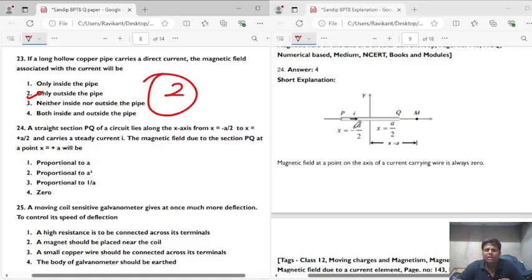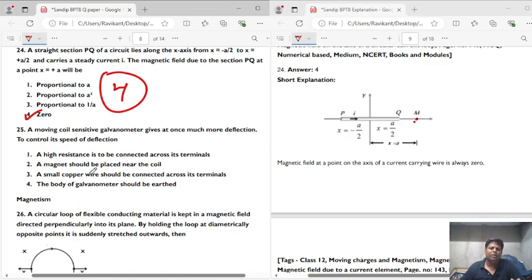They are asking us the magnetic field due to this PQ at point M, that is at x equals a, which is on the axis of this straight conductor or straight section of the circuit. On the axis of the conductor, the magnetic field is 0. So the correct answer for question number 24 is option 4, that is the magnetic field is 0.